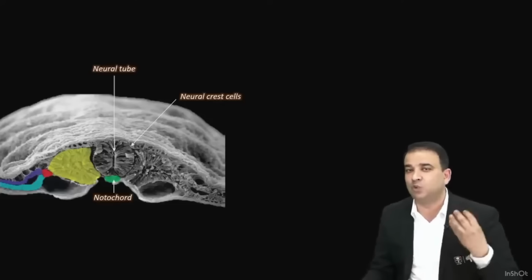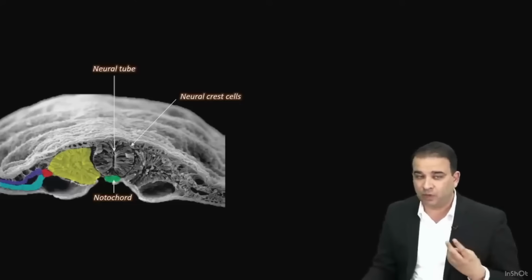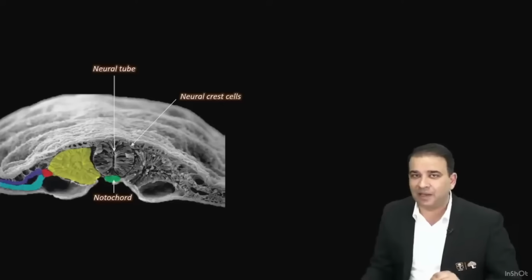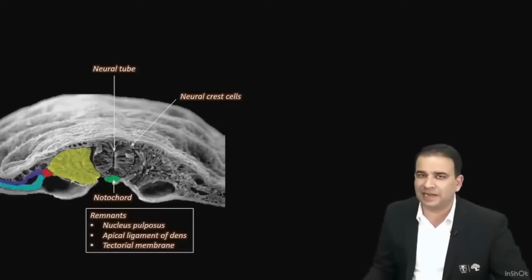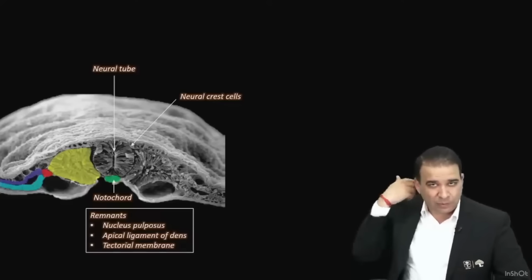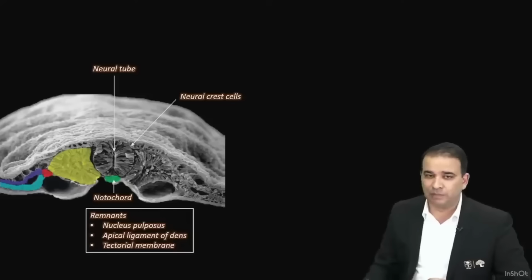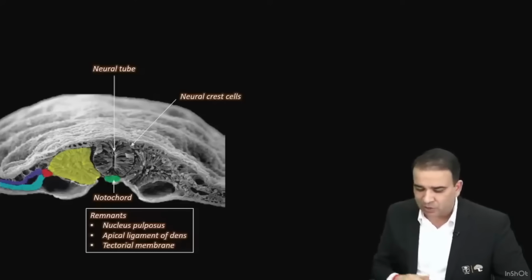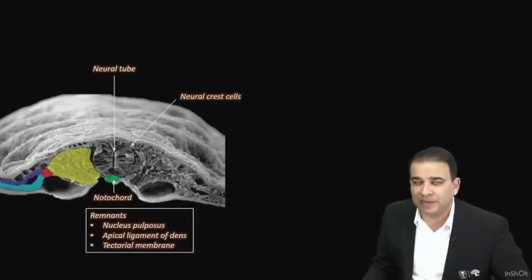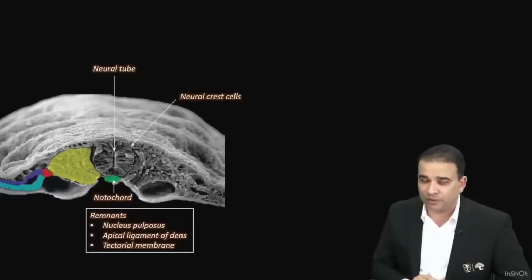The notochord will only have some remnants, and those remnants of the notochord in us are the nucleus pulposus, the commonly asked question. There is a ligament called the apical ligament of the dens, the ligament of the odontoid process, and the membrana tectoria, or simply tectorial membrane, which is present between the atlas and the occipital bone. So nucleus pulposus, apical ligament of the dens, and a membrane which is a continuation of the posterior longitudinal ligament called the membrana tectoria or tectorial membrane. These are the remnants of the notochord.